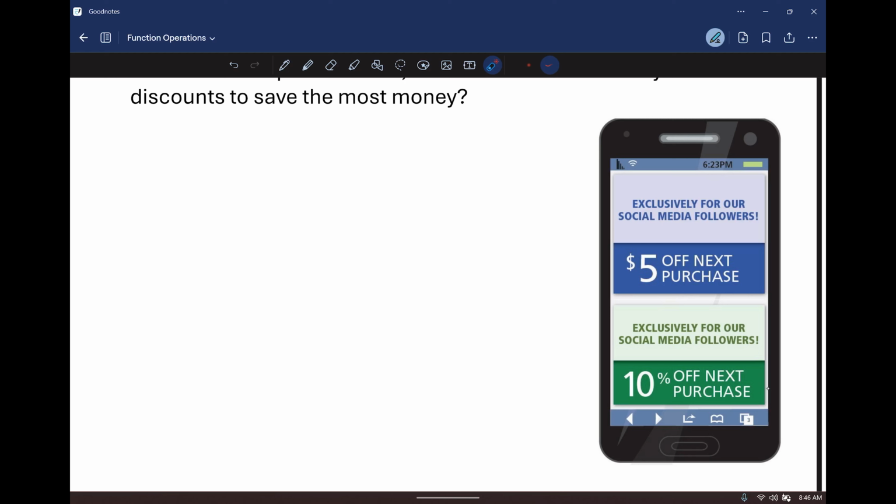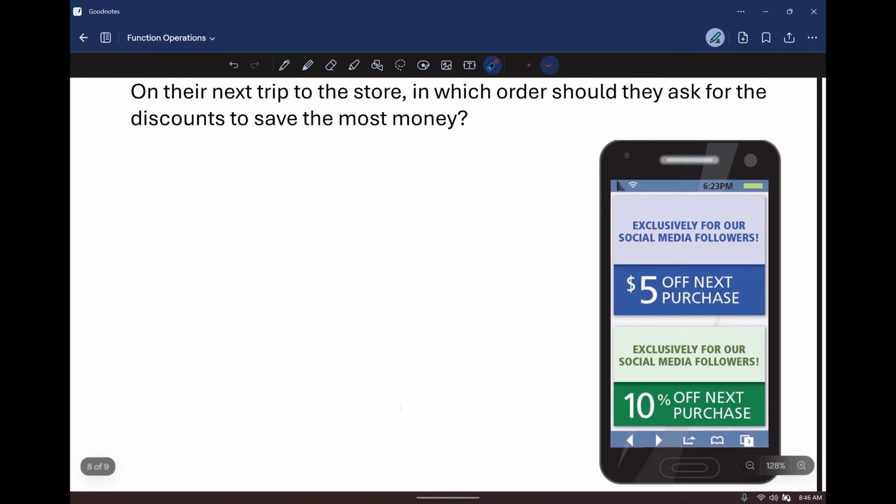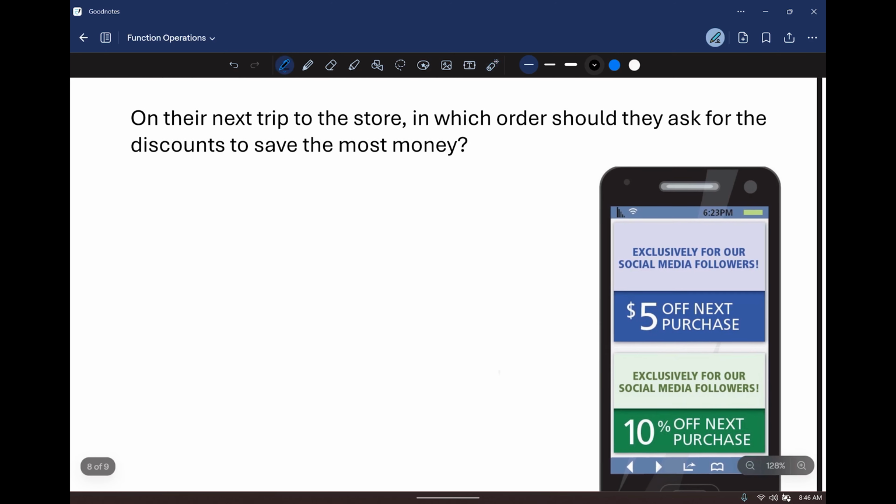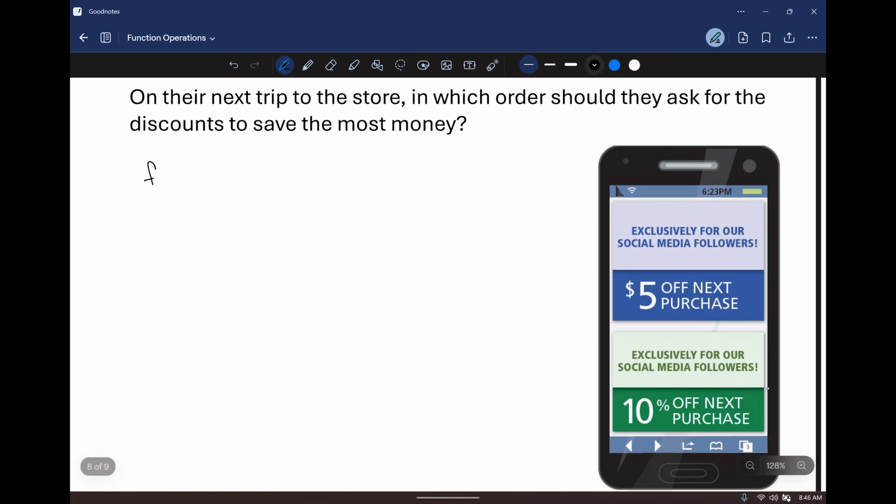All right, if you do the $5 off first, you're going to decrease the total amount and then you'll be taking 10% off of a smaller number. But I'm going to show you how compositions work here. So let's come up with equations for both of these. I'm just going to say f of x is the $5 off. So let's say the price of my item is x. If I'm getting $5 off, I'm going to take away 5.